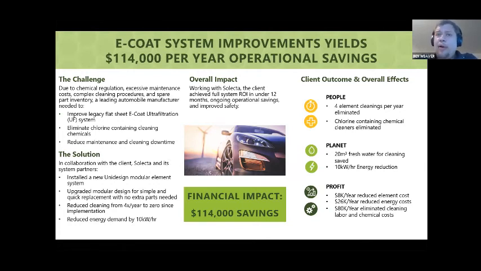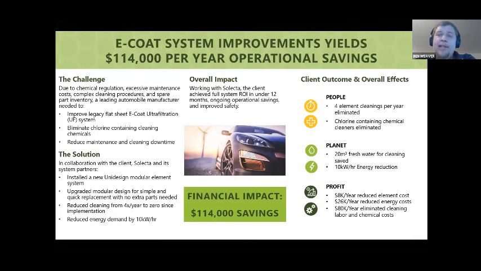They were cleaning 4 times a year, and with the optimization of the parameters in the paint bath, we were able to eliminate cleaning altogether. In addition, we were able to reduce energy demand because we were going to a more efficient process, from a flat sheet UF system to a spiral wound UF system. So really the benefit here: we eliminated the 4 cleanings per year, completely eliminated chlorine from the process, saved 20 cubic meters of fresh water for cleaning, and achieved a 10 kilowatt hour per hour energy reduction.